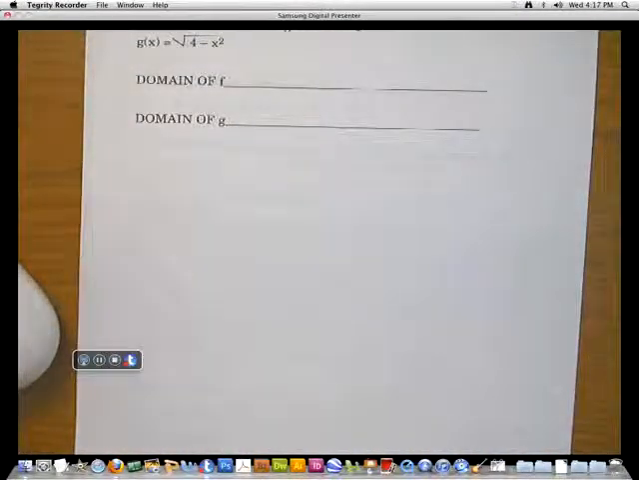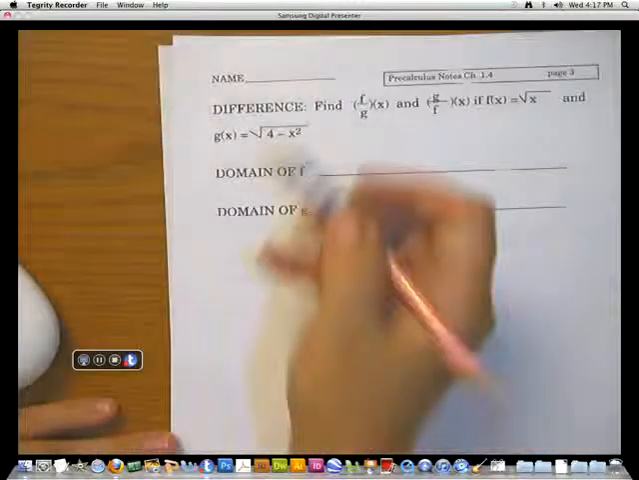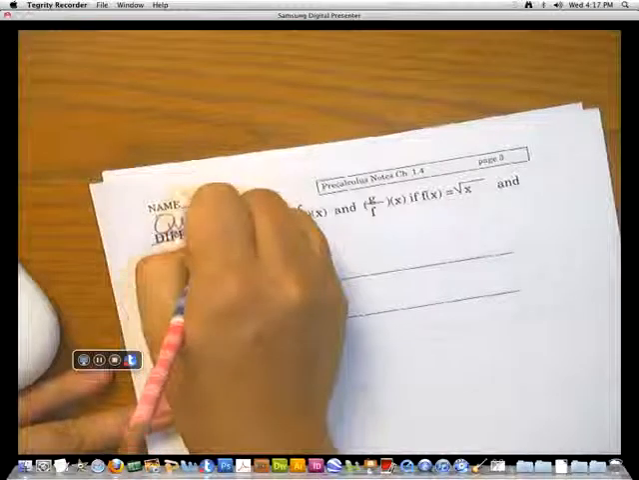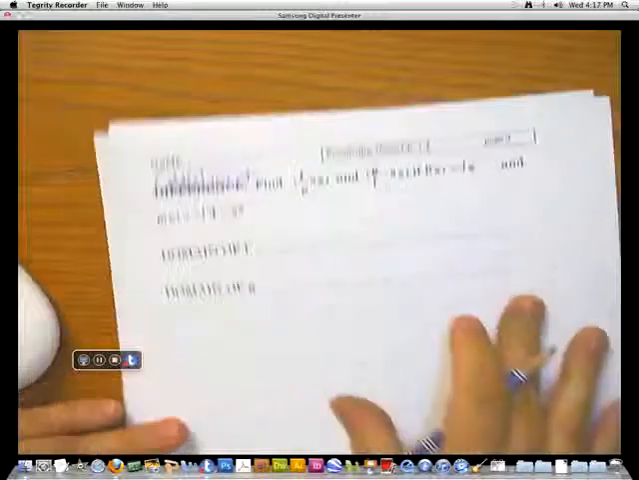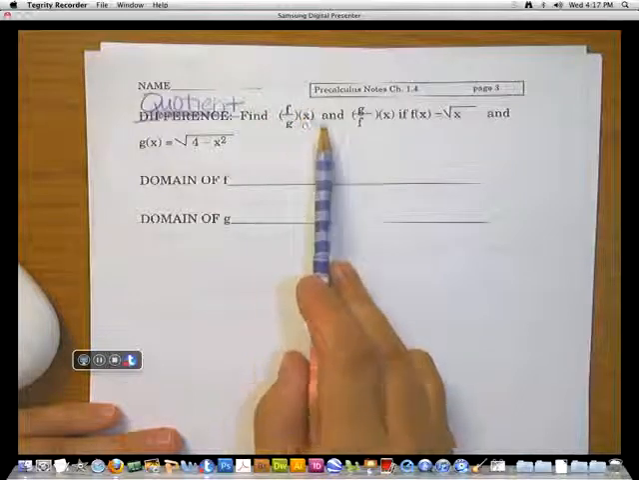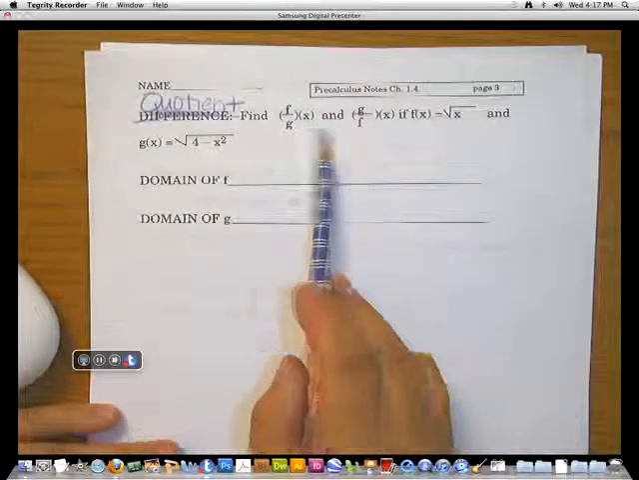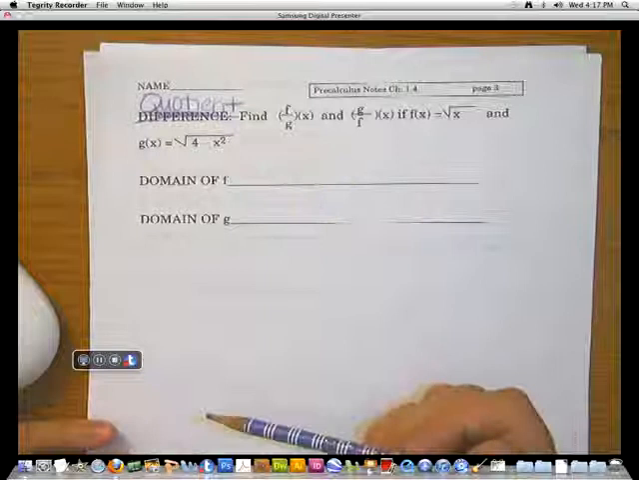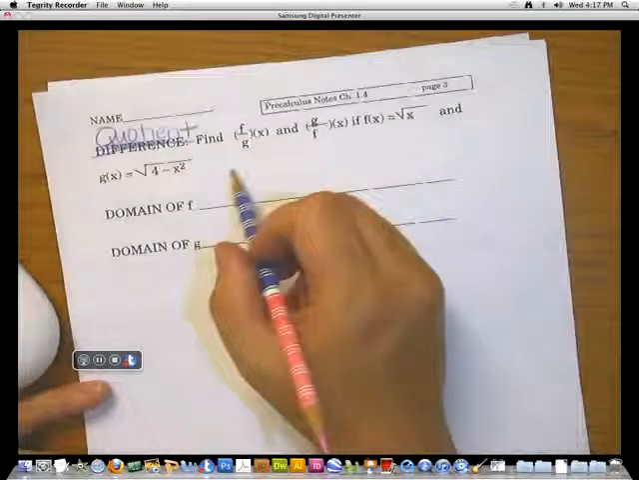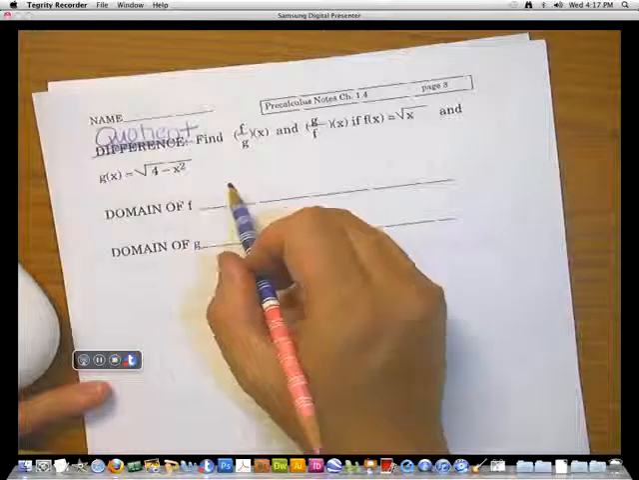All right, difference is actually the wrong word that should be written there. It should say quotient, because we are dividing. Whether f is divided by g or g is divided by f, what's important is that we don't have 0 in the denominator. The first thing it's asking, though, is what is the domain of f?